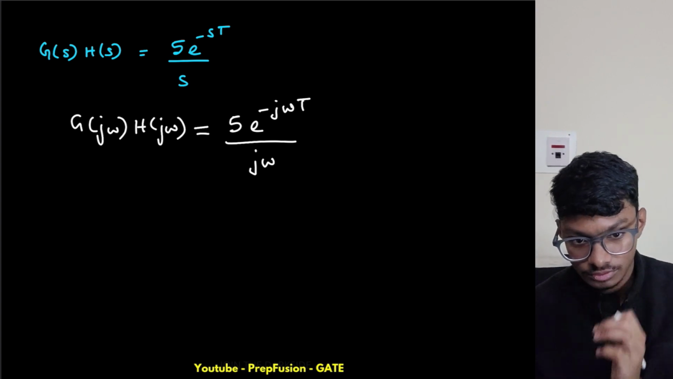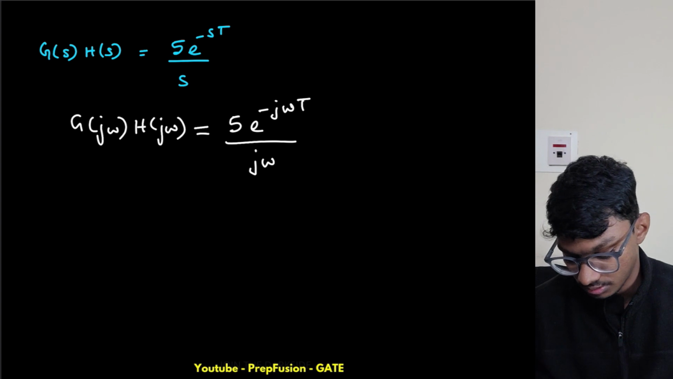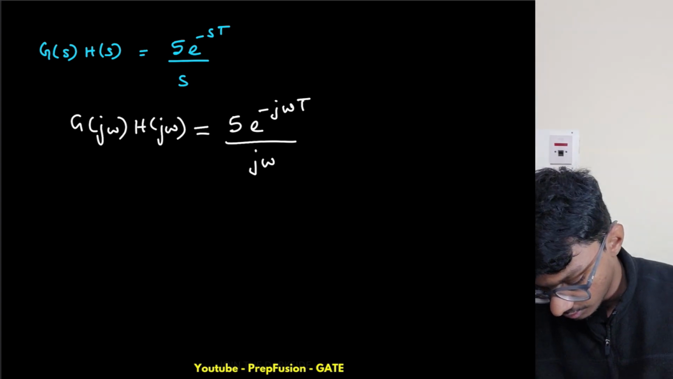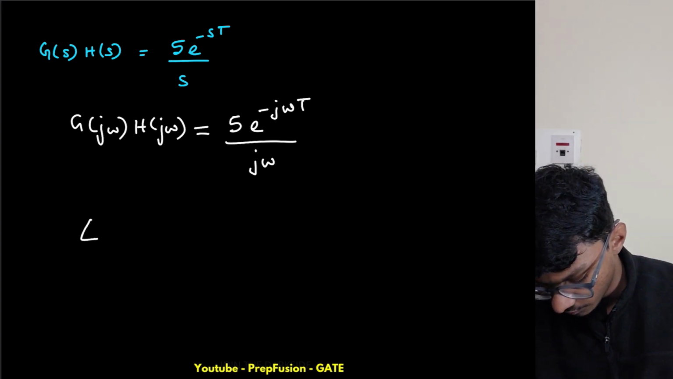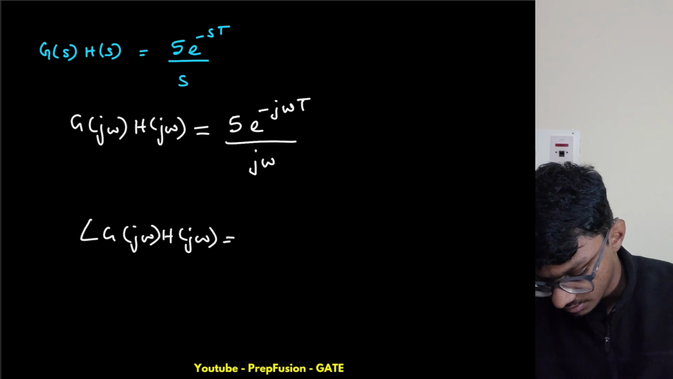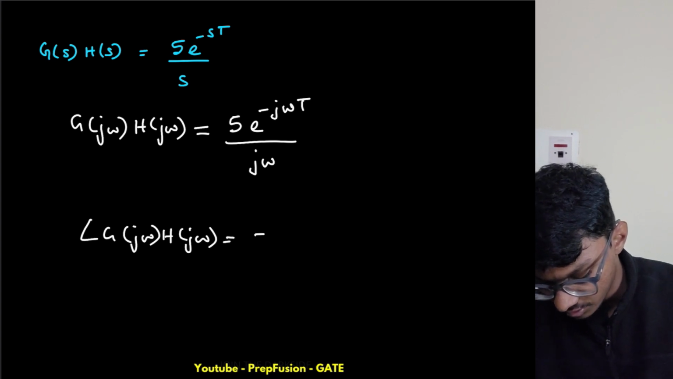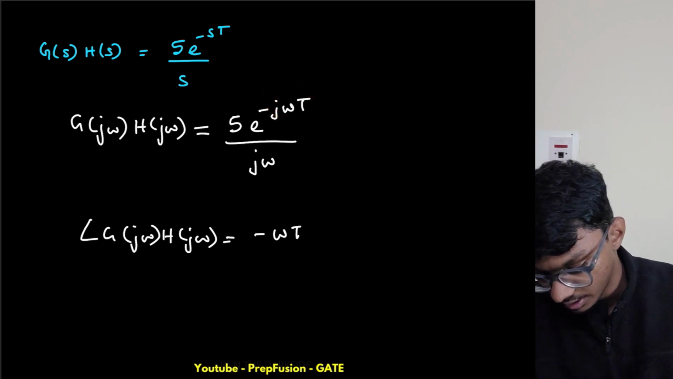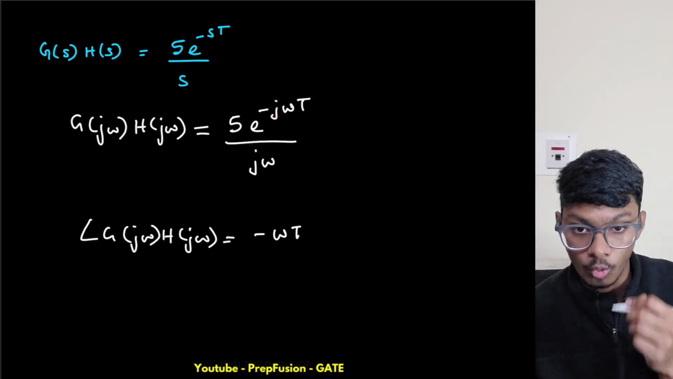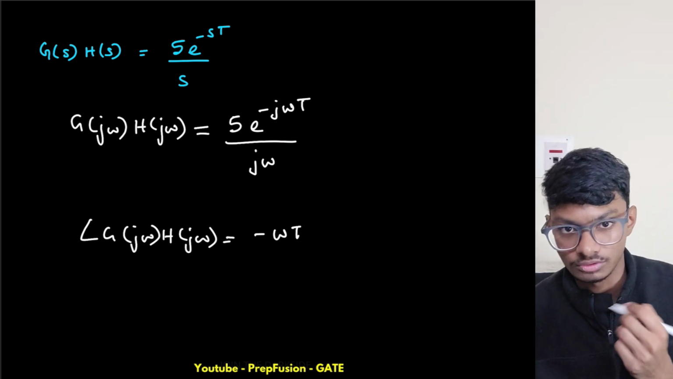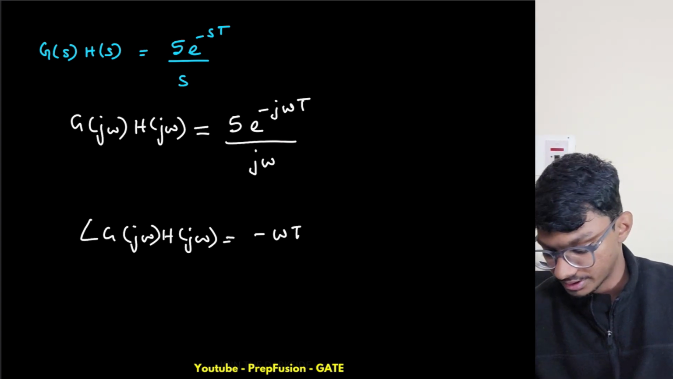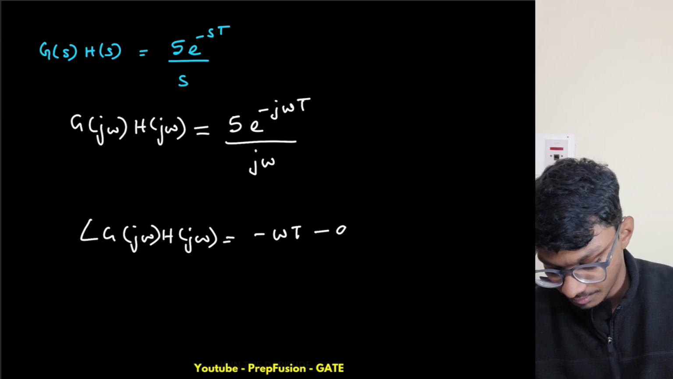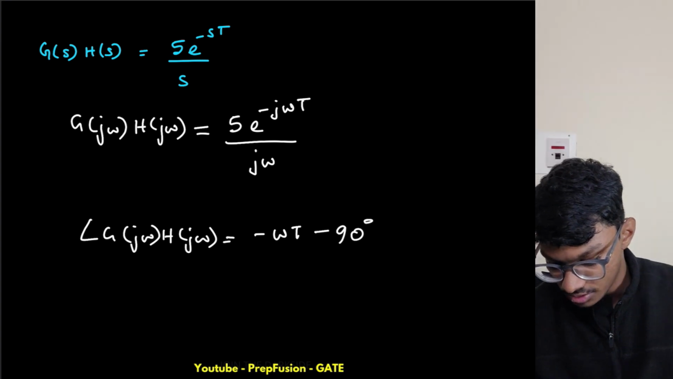Now how to calculate the phase? I will not explain it very much, we have done this multiple times. The phase of this OLTF: due to the exponential term, minus omega t will come, right? And due to the pole at s equals 0, or omega equals 0, this is a type 1 system, you will get a minus 90-degree angle contribution, right? So this is my angle.